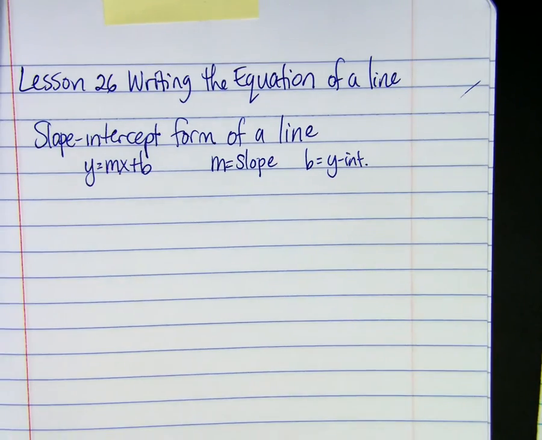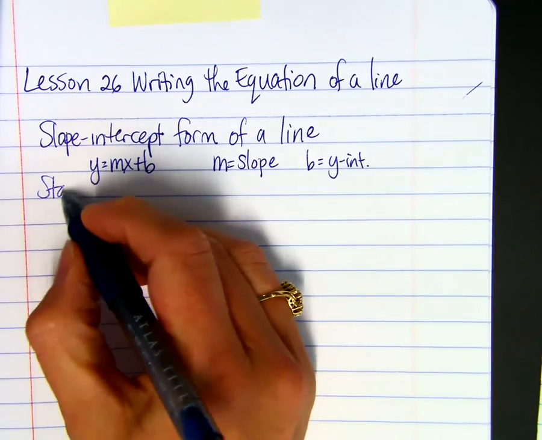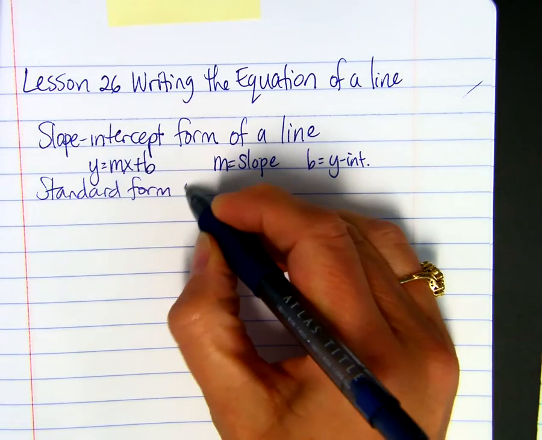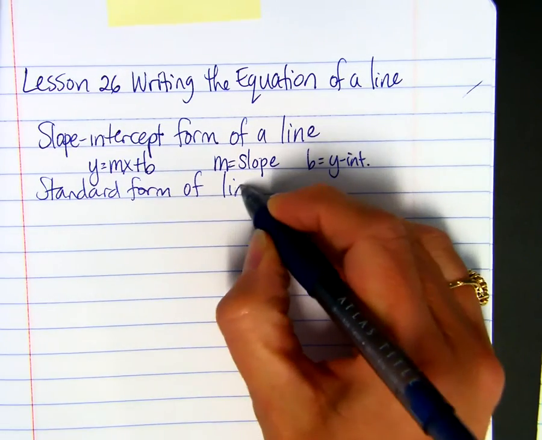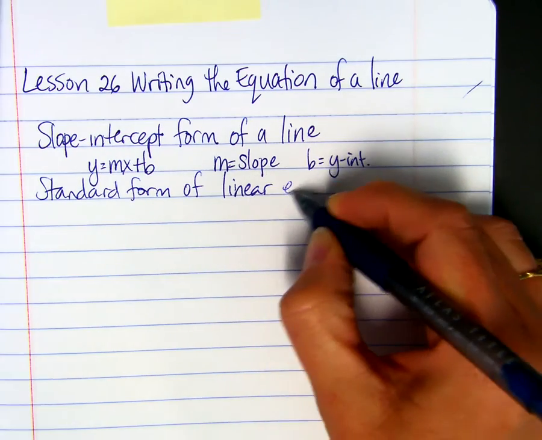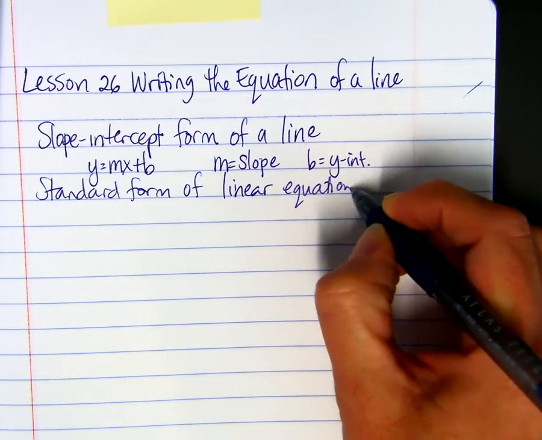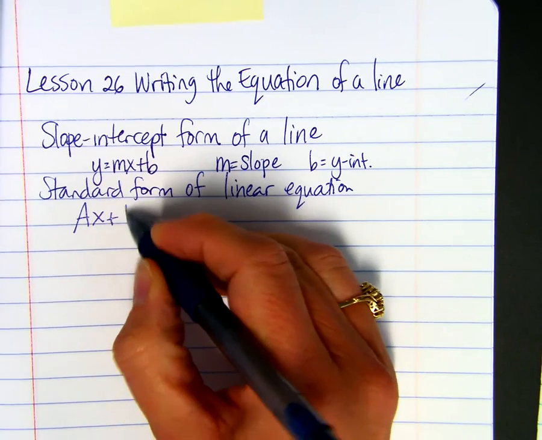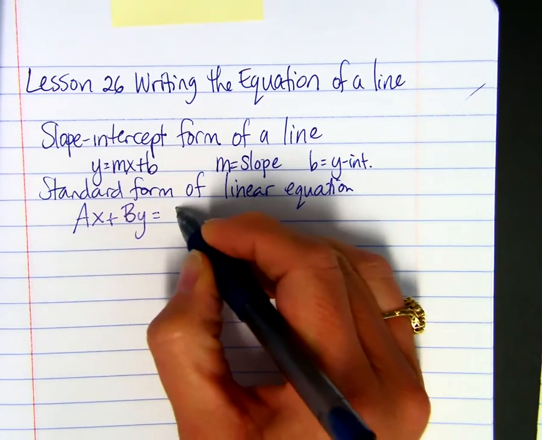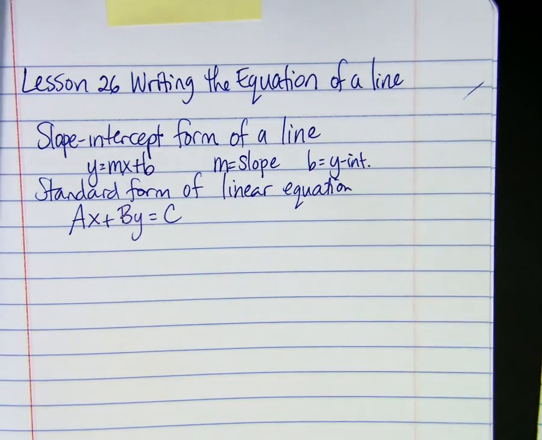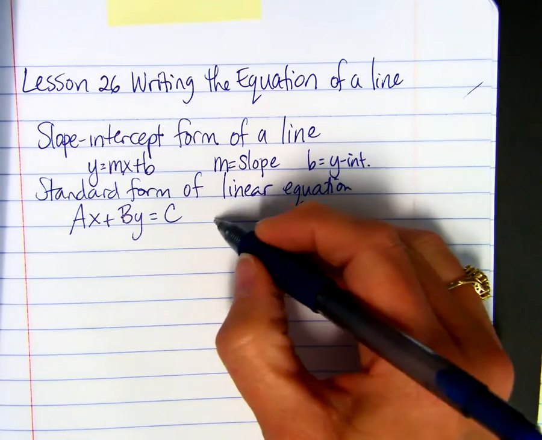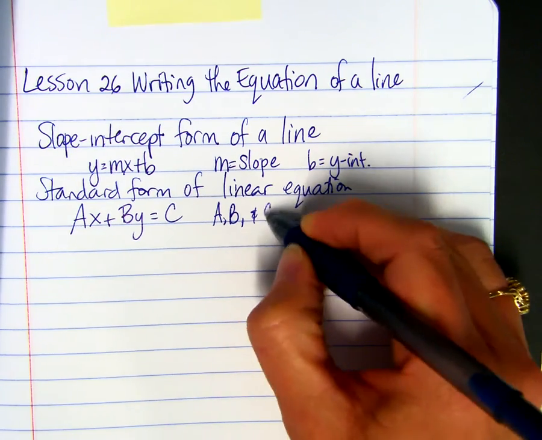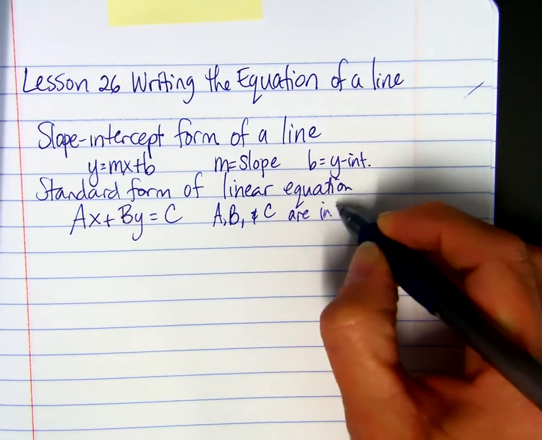Then we have the standard form of a linear equation: ax plus by equals c. A, b, and c are integers. That's important. So we don't want fractions there.